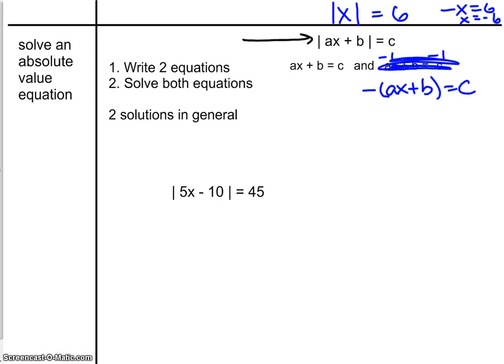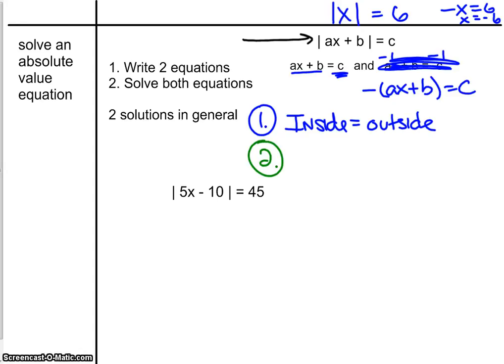And so how I tell people to do this is, number one, take what's on the inside, ax plus b, and set it equal to the outside. That's going to be equation number 1. Equation number 2, what I'm going to do is the opposite of the inside. So the opposite of ax plus b. Now, you're going to get really good at this. You're going to say the opposite of the first part, so the opposite of ax, and then the opposite of the second part, the opposite of b. All you're doing is changing your signs. That's going to be equal to the outside. And then we solve those 2 equations.